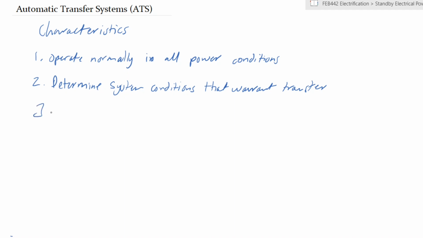Number three, it must be able to control the genset. So switching on, switching off the genset, starting it up and shutting it down, shutting the engine down safely and under the right conditions. So let's look a bit more closely at the transfer situation of the ATS.